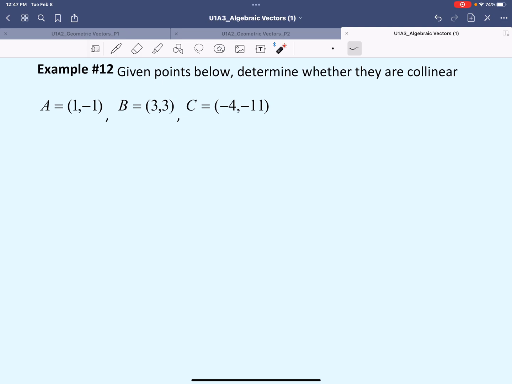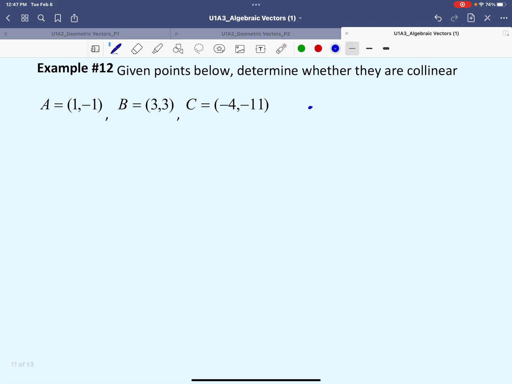Now we're going to take a look at the next example, example number 12. We're given 3 points, and we're asked to determine whether they are collinear. Now remember that if 3 points are collinear, for example, we have the points A, B, and C, all lying along the same line, not necessarily equidistant to each other, then we should be able to express AB as a scalar multiple of BC, right?